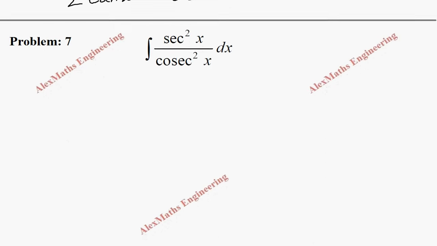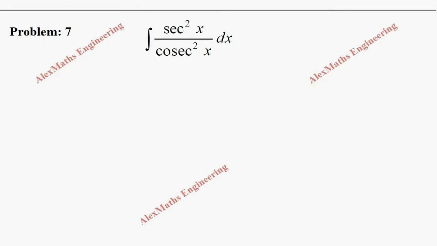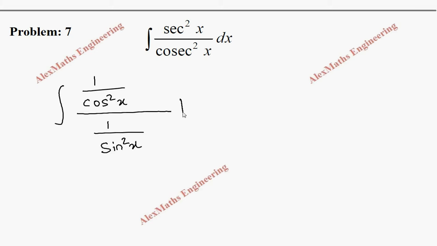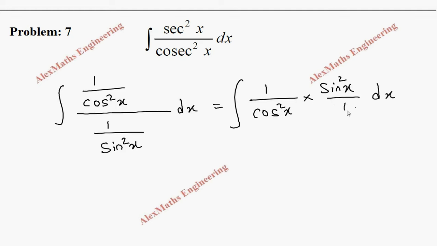Now next problem, we have integration of secant square x by cosecant square x. This can be written as integration of 1 by cos square x whole divided by 1 by sin square x dx. Now the denominator, we have the fraction 1 by sin square x, that will be multiplied by its reciprocal, which is sin square x by 1. Totally this is sin square x by cos square x, which is tan square x, but we don't have an integration formula for tan square x.